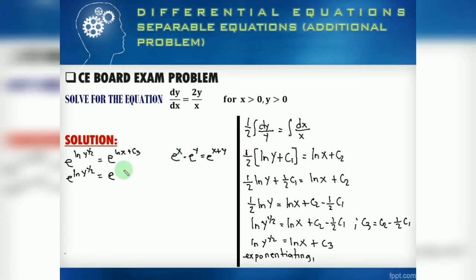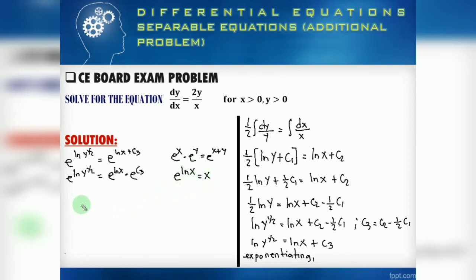Okay, e raised to the ln x times e raised to the c3. Okay, so after that one, we also have a property of exponentiation, in which e raised to the ln x is just simply equal to x.